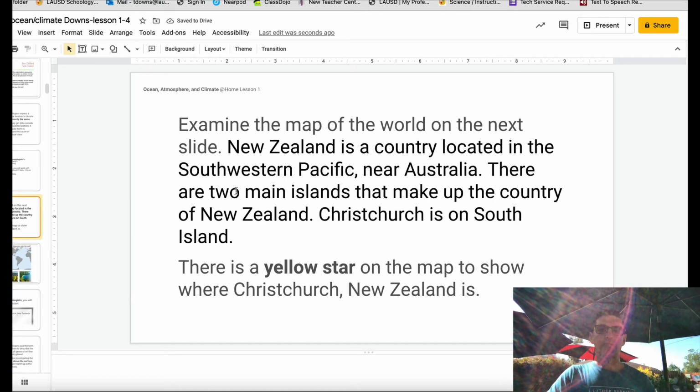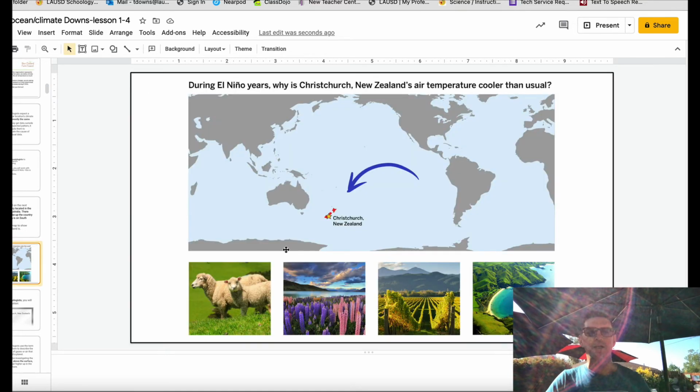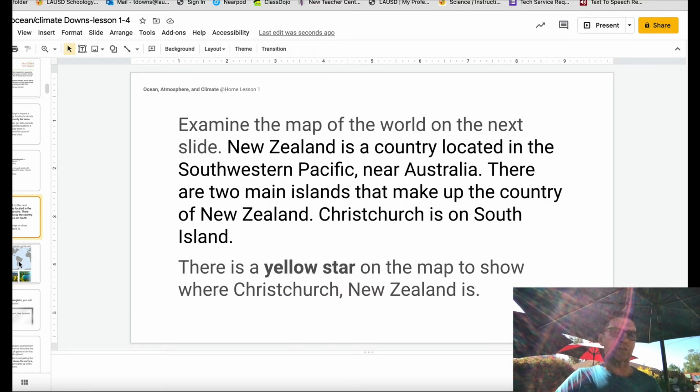Now examine the map below. You're going to see that New Zealand is a country located in the southwestern Pacific near Australia. There are two main islands that make up this country. Christchurch is on the South Island. There's a yellow star on the map to show us. So let's take a look at the map.